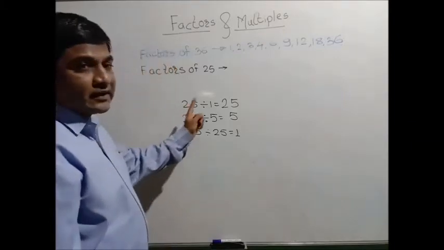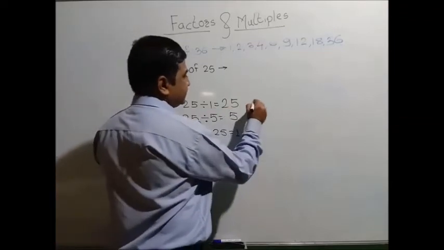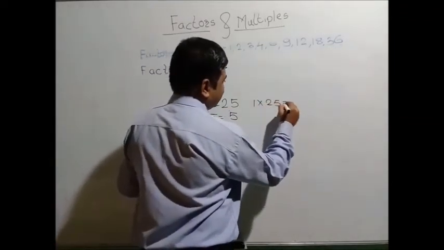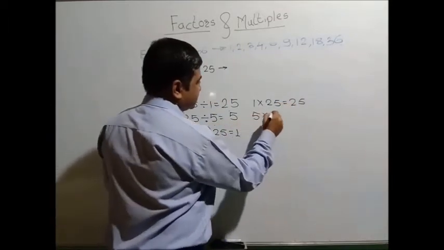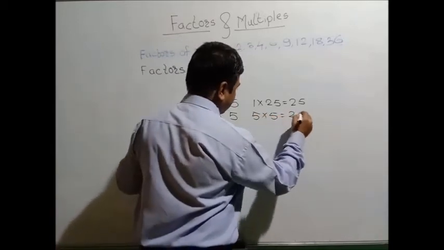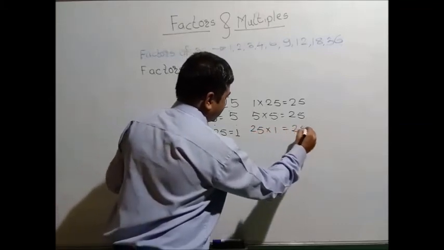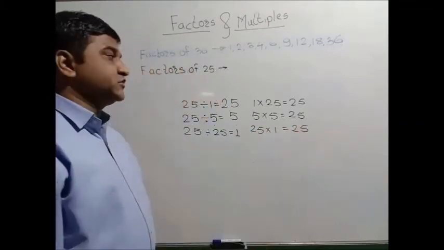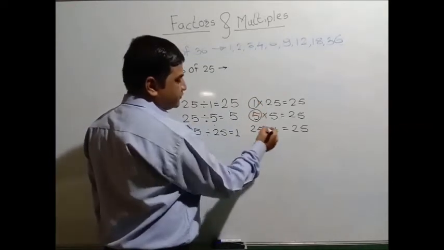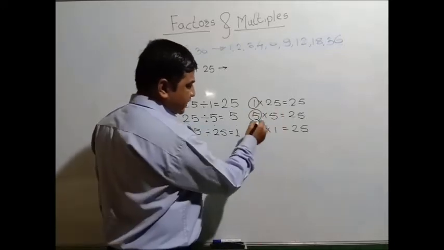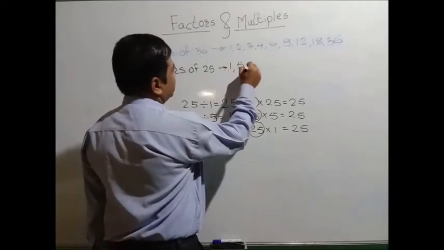Now I will write the multiplication facts for these division facts. 1 multiplied by 25: if I take 1 twenty-five times, I will get 25. If I take 5 for 5 times, I will get 25. And if I take 25 for 1 time, again I will get 25. So what are the factors of 25 then? The factors are 1, 5, and 25. So we have 3 factors for 25, that is 1, 5 and 25.